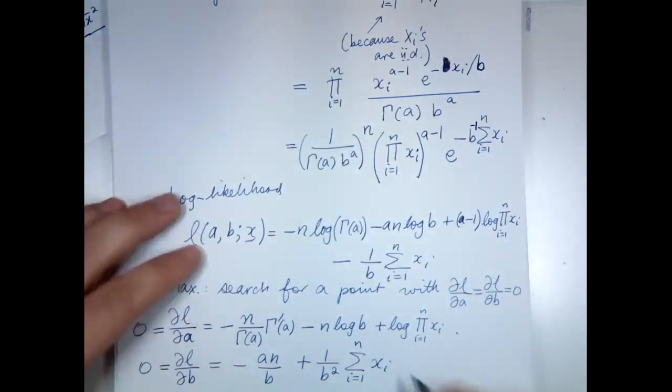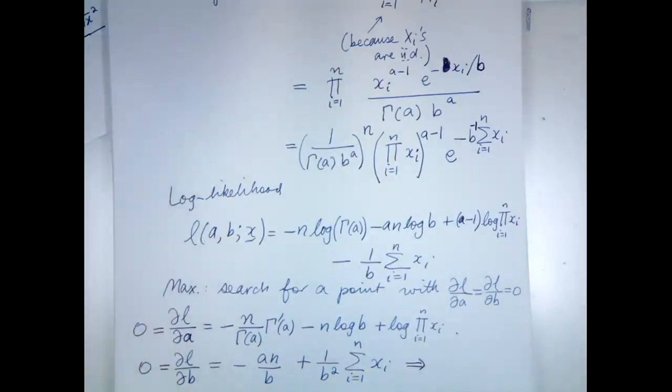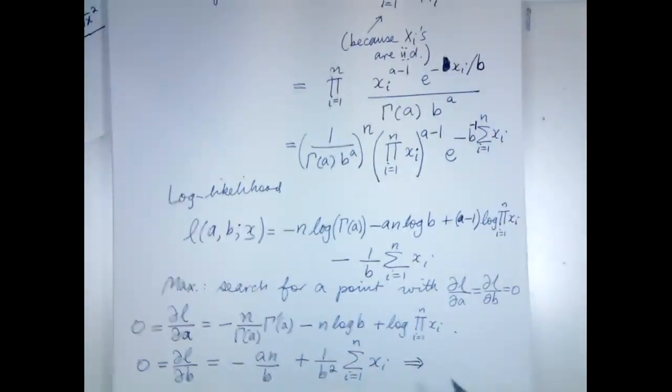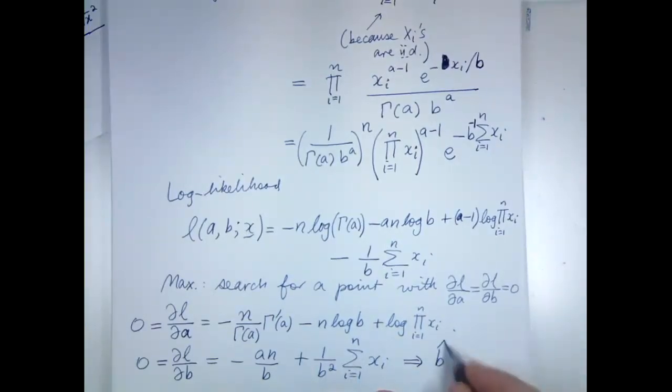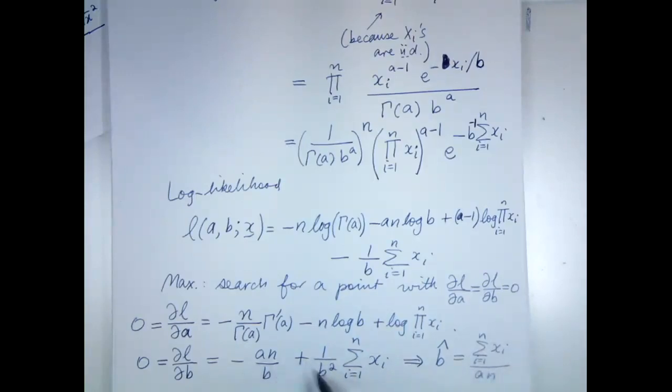So in the end, the second one of these looks more simple to solve, to get some relation from, because there's only two terms. That will tell me that b hat, whatever b hat is, when I solve for that, it will have to be the sum i equals 1 to n of the xi's divided by a n. If you're just imagining setting that whole thing to 0, I get b a n equals the sum of xi.